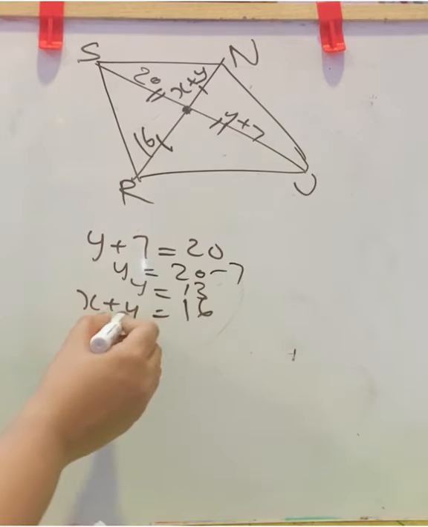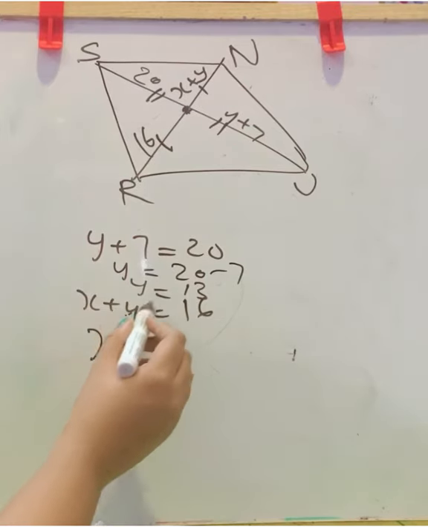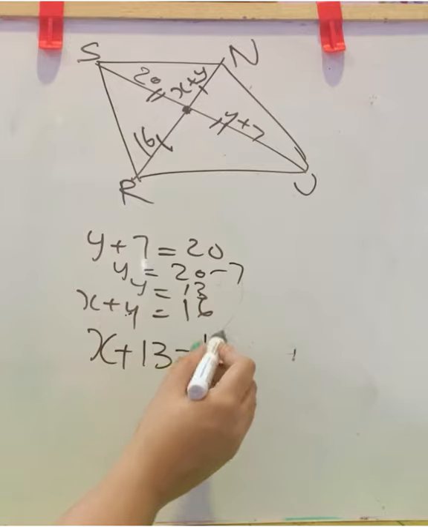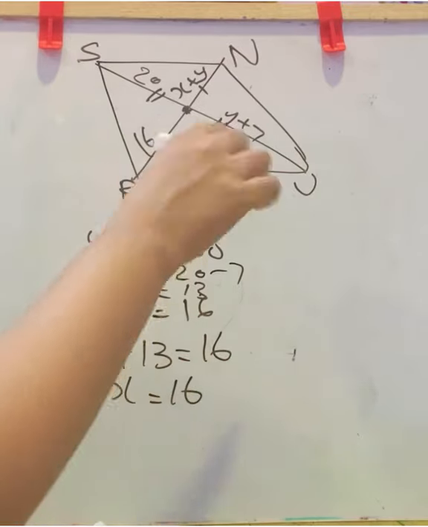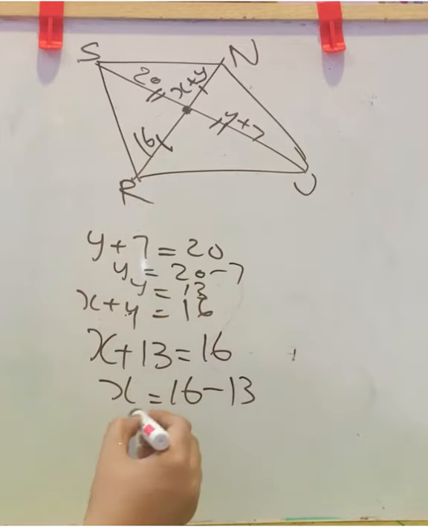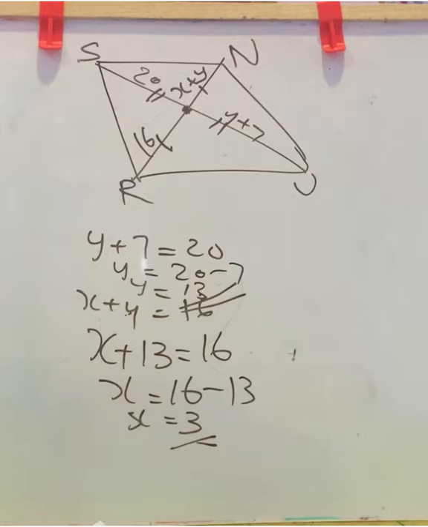Now we can substitute the value of y in the second. So x plus 13 equal to 16. Now x is equal to 16, taking 13 to the RHS, minus 13. X is equal to 3. So we got y is 13, x is 3.